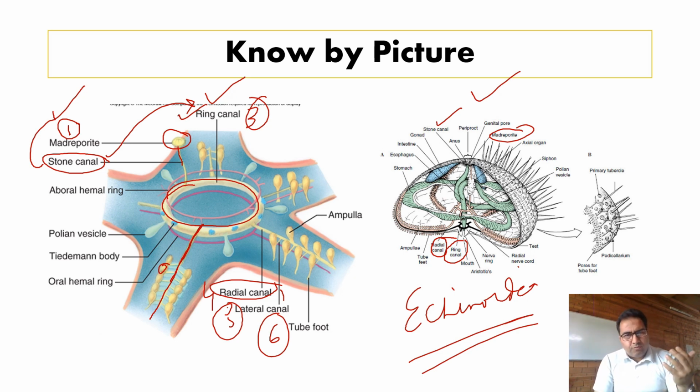And many times we see that there is variation. For example, the madreporite may be on the aboral side, and in some it may be on the oral side, or in some it may almost be absent. In some the stone canal is shorter, in some the tube feet are absent. So these are the variations which can be seen in the different classes of the Echinodermata, but the plan is almost similar.